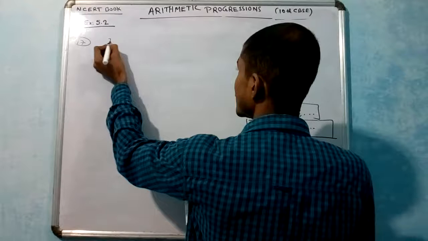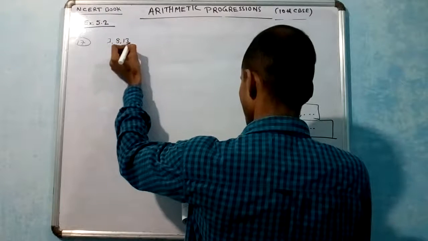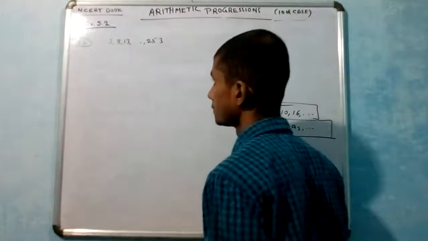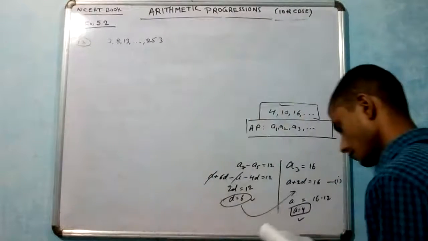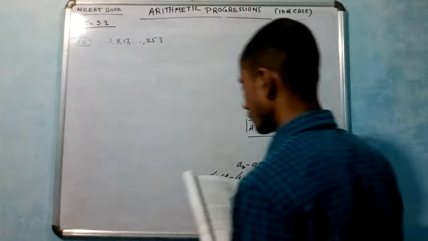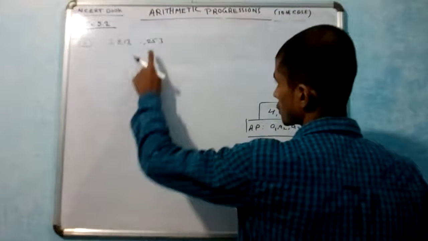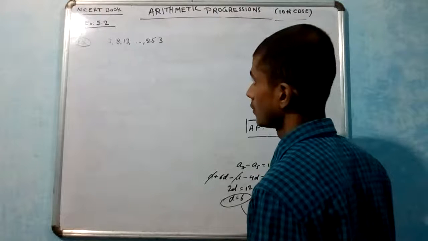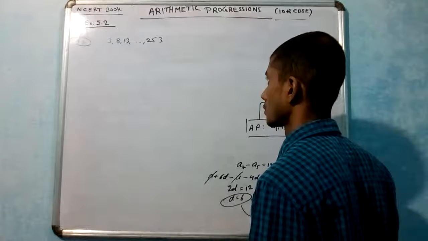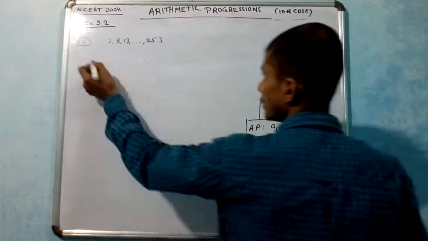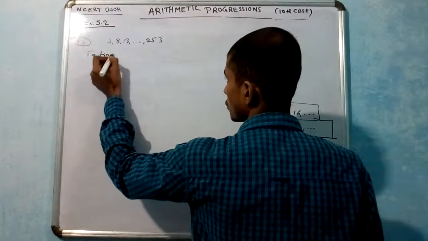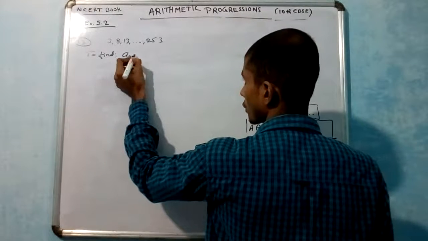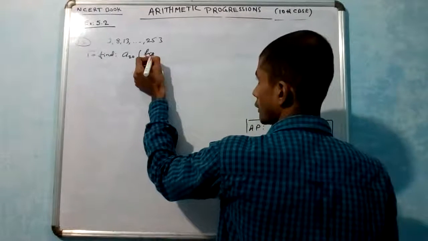3, 8, 13, dot dot dot, last 253. What is this? Finite or infinite AP? Finite AP. It is asking to find the 20th term from the last. So let us see. To find A20, what in bracket? From the last.